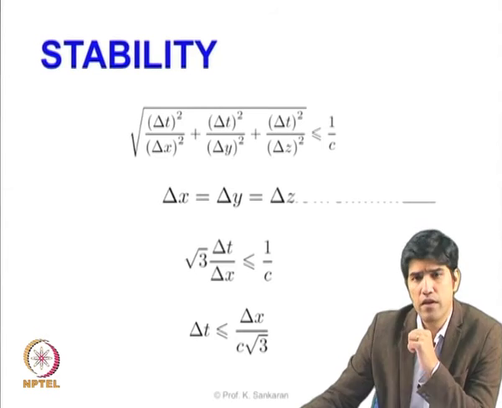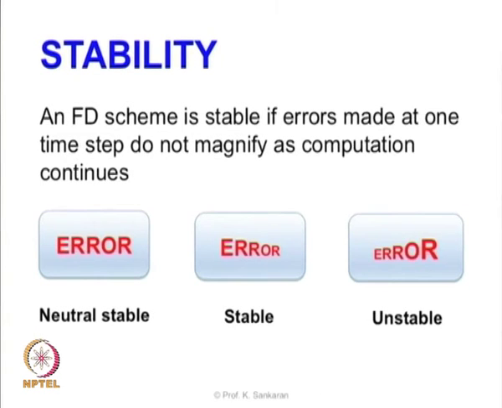A finite difference scheme is stable if the errors made at one time step do not magnify as computation continues. So that means as I go in time, if the error stays within a certain limit or constant, we call it a neutrally stable scheme. If the error is reducing over a period of time, it is called a stable scheme, and if the error keeps increasing, it is called an unstable scheme.